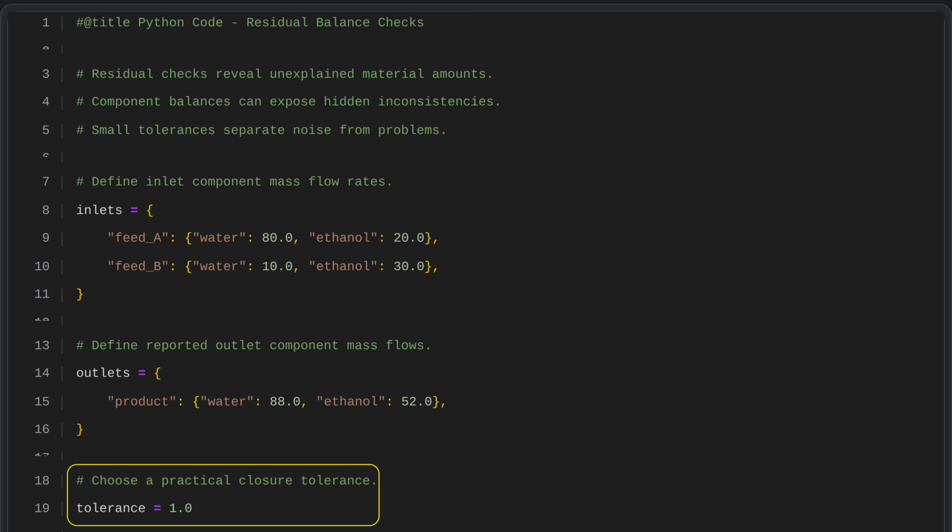A tolerance value of 1.0 sets the acceptable margin of error for checking residual balances. It helps separate small, ignorable differences from larger discrepancies that need investigation, so the mass balance can be judged against a clear limit.